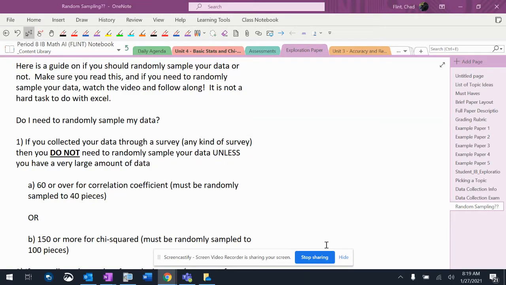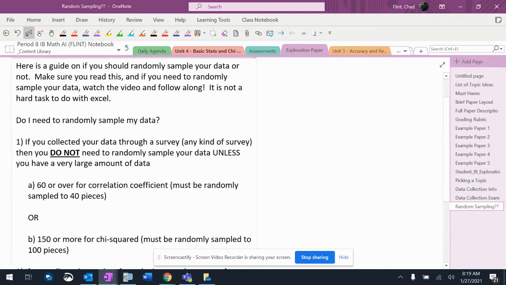All right, so random sampling your data is something that a few of you will need to do. It depends on what type of project you're doing and where you're getting your data from. So basically, before you do your math, you should take a look at this and see, do you need to randomly sample your data or do you not need to randomly sample your data, okay?